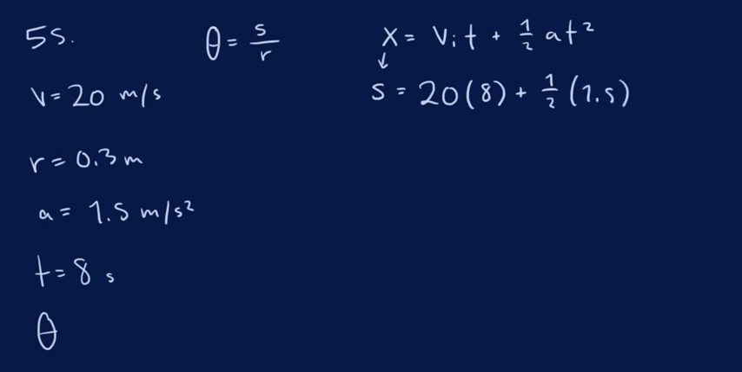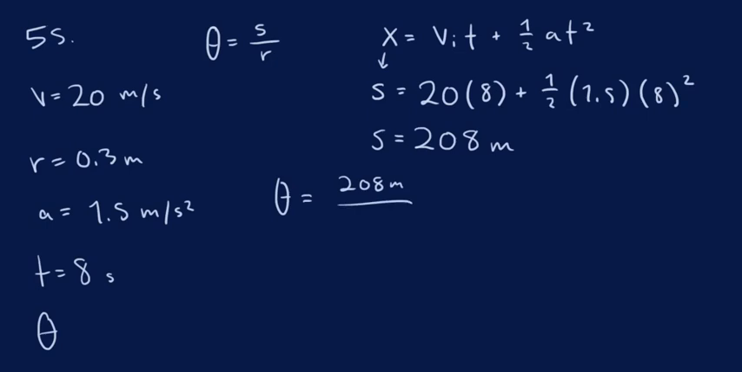Alrighty, I'm going to put that in my calculator. And s comes out to equal 208 meters. So we have theta equals s over r, so 208 over, what's r? 0.3 meters. So all we have to do is divide those out, and we come up with 693.3 repeating. And that's radians. And that's it. We're done.